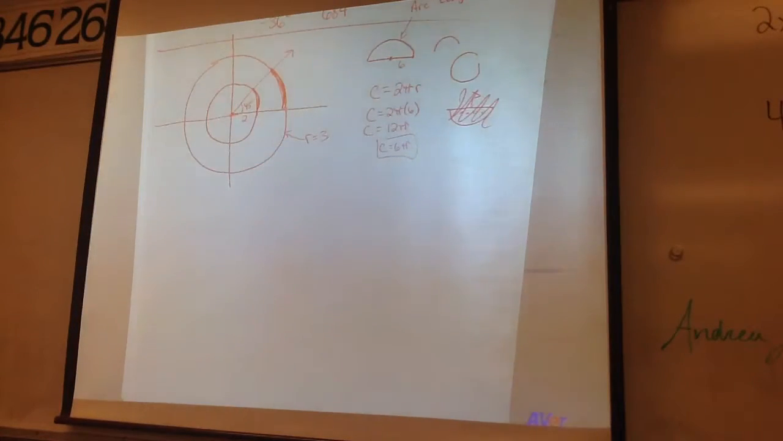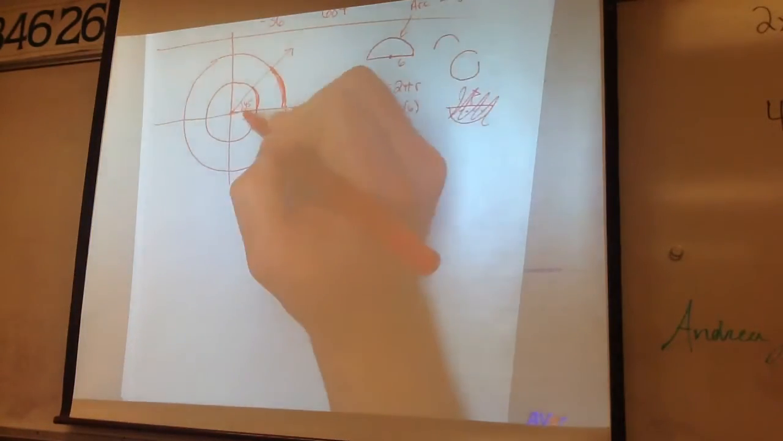Wait, so are you saying like from the center point to the outside is 3? From here to here is 3. Okay. And from here to here is 2.